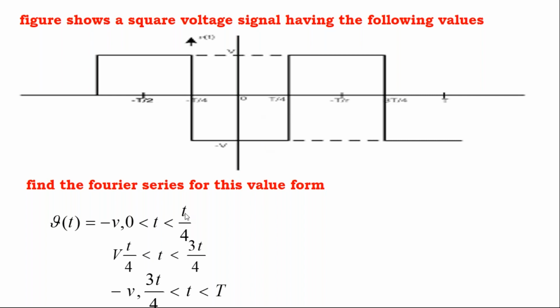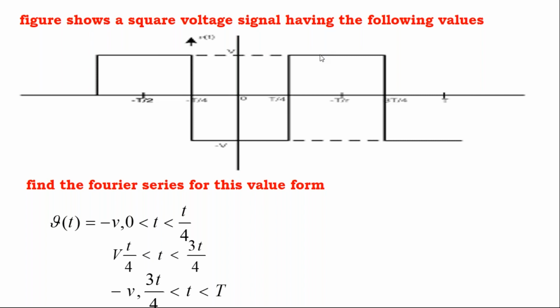From 0 to T by 4, which is minus V, just observe this equation. V of T is given by: from 0 to T by 4, the amplitude is minus V, and from T by 4 to 3T by 4, the amplitude is V. Just observe this waveform and you will understand that. And from 3T by 4 to T, again the amplitude is minus V. So if you want to find the Fourier series for this, you need to write this mathematical equation from this waveform. Please try to understand.